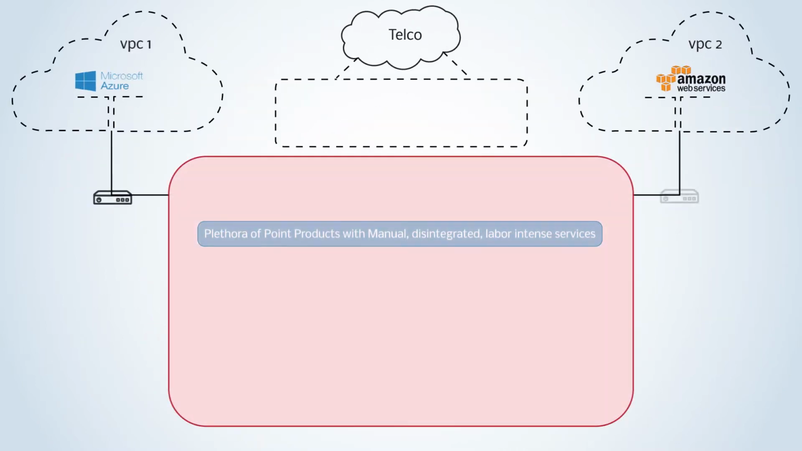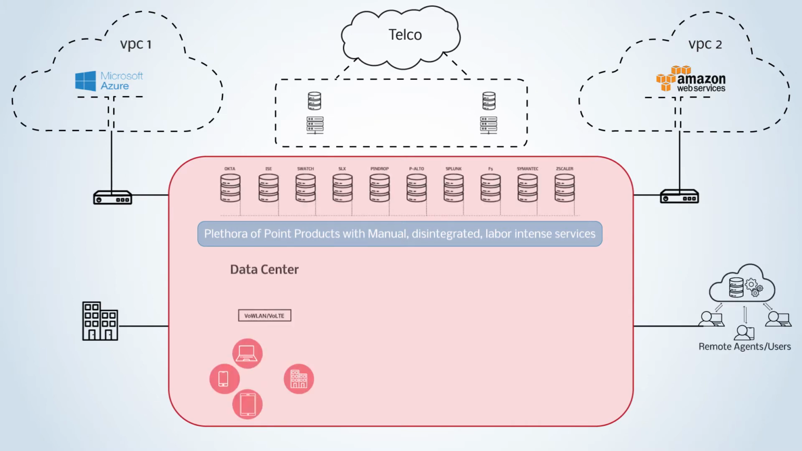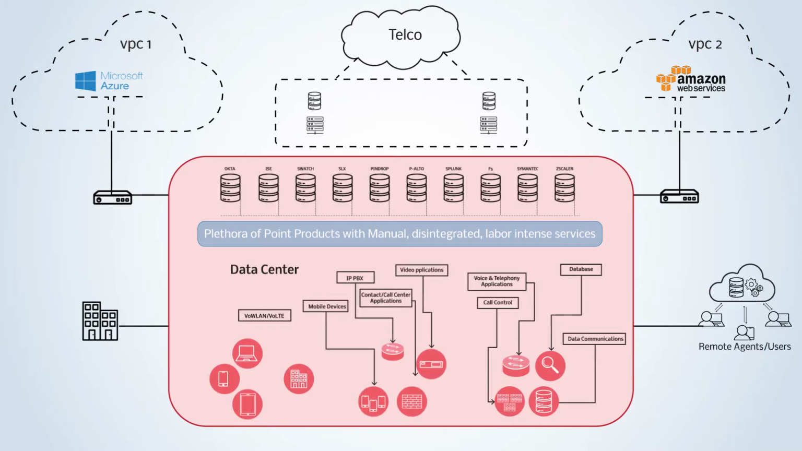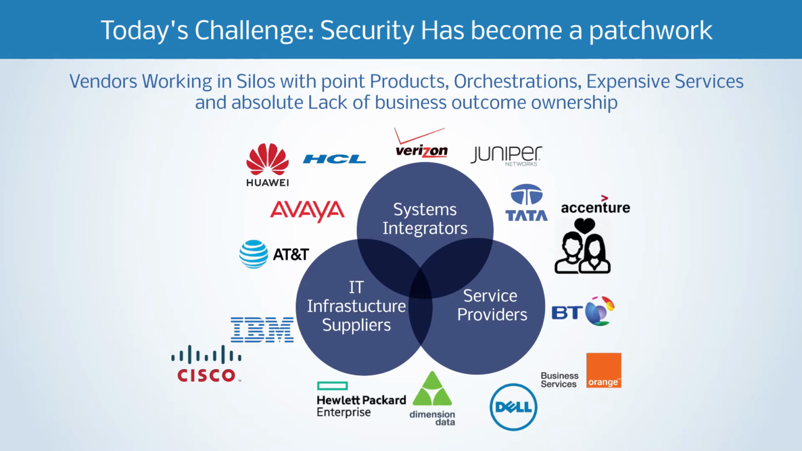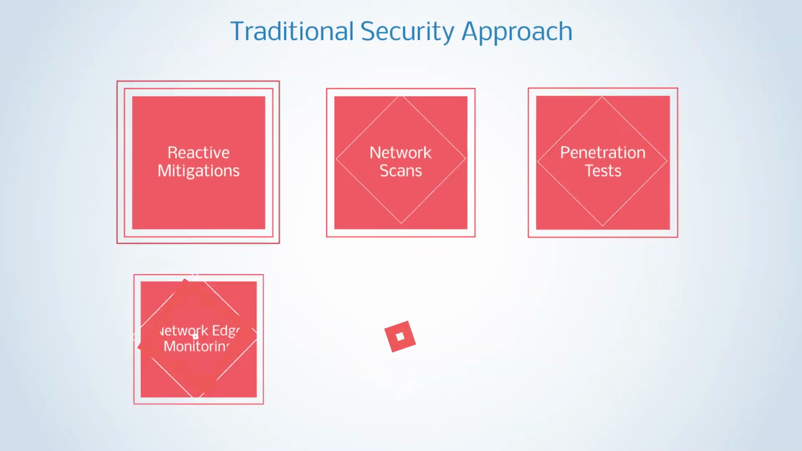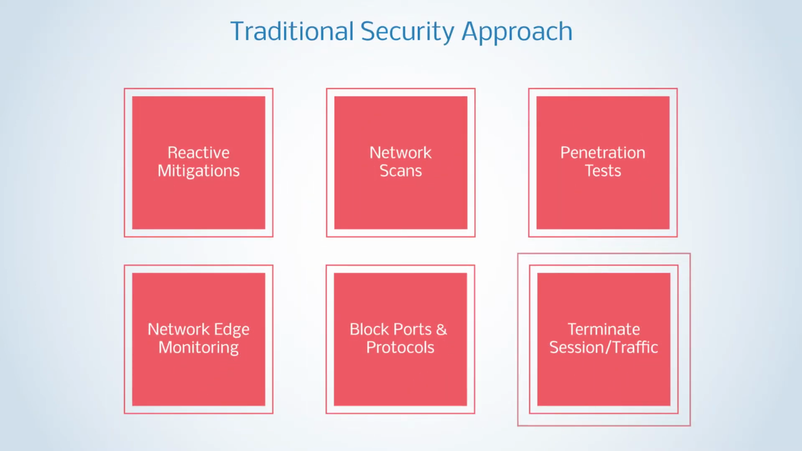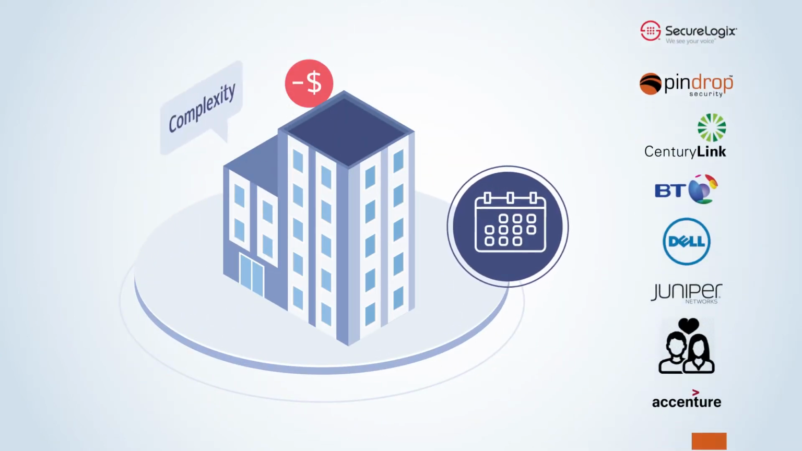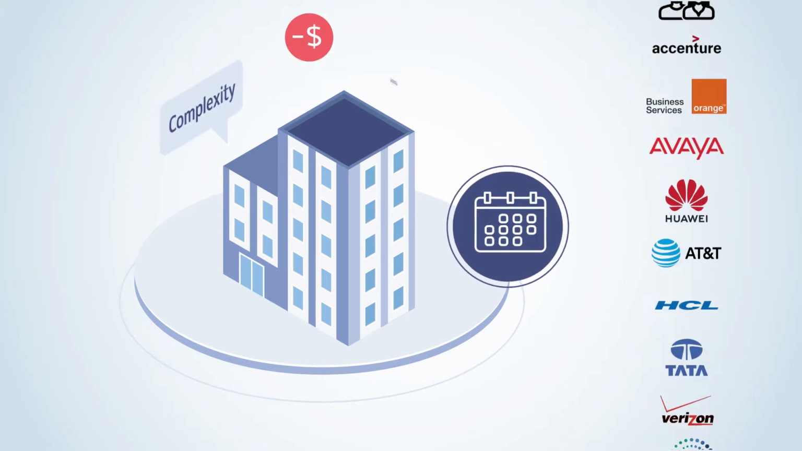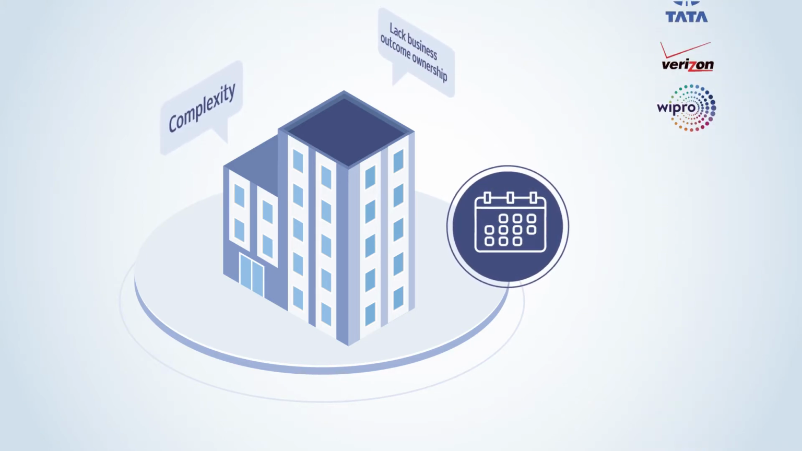A large number of vendors work in silos with point products that ingest and throw huge amounts of raw data without a solution or architecture-level intelligence. Security has become a patchwork with a lack of strategic alignment. Current security solutions are focused on a traditional and reactive approach. Enterprises are overwhelmed by the growing vendor footprint, the complexity of existing solutions, and expensive services.